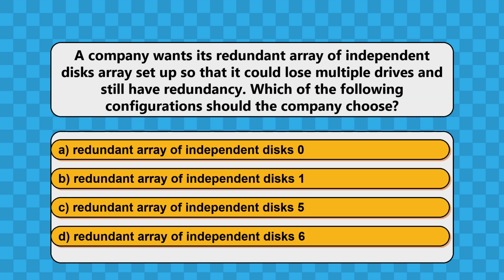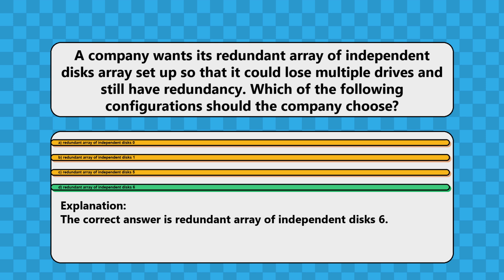Question 55. A company wants its redundant array of independent disks array set up so that it could lose multiple drives and still have redundancy. Which of the following configurations should the company choose? Option A, redundant array of independent disks 0. Option B, redundant array of independent disks 1. Option C, redundant array of independent disks 5. Option D, redundant array of independent disks 6. The correct answer is option D, redundant array of independent disks 6.